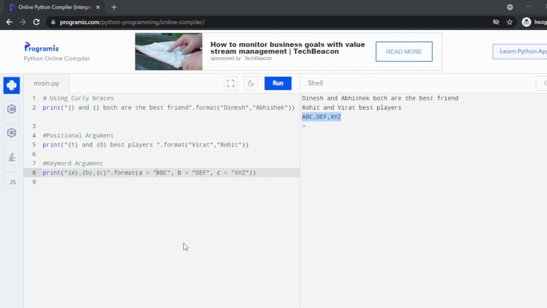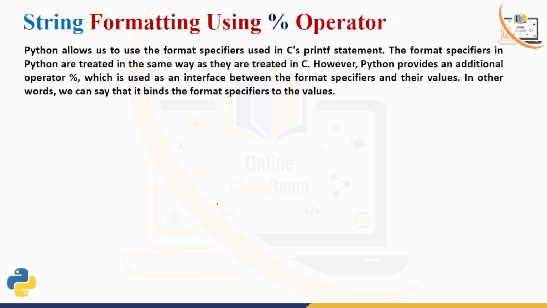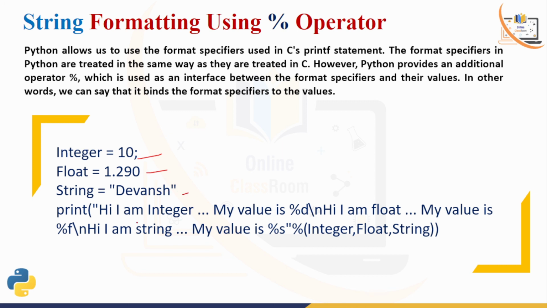Now again back to the slide. The next part is that in strings we can also do the formatting using the percentage operator, right? I already told you percentage is just like in C programming, where we write %d for an integer and %s for a string. So this is a simple code: the integer is 10, suppose there is a floating point number, and a string.